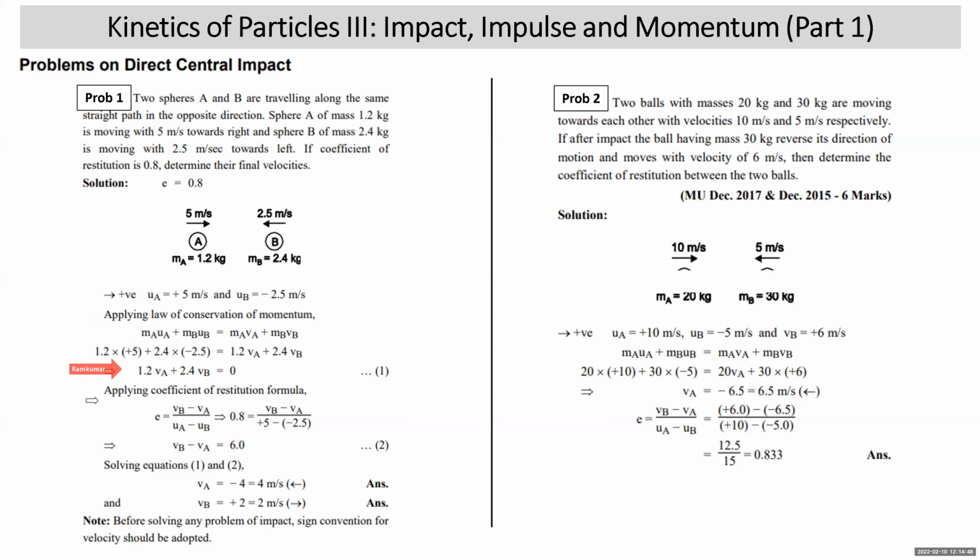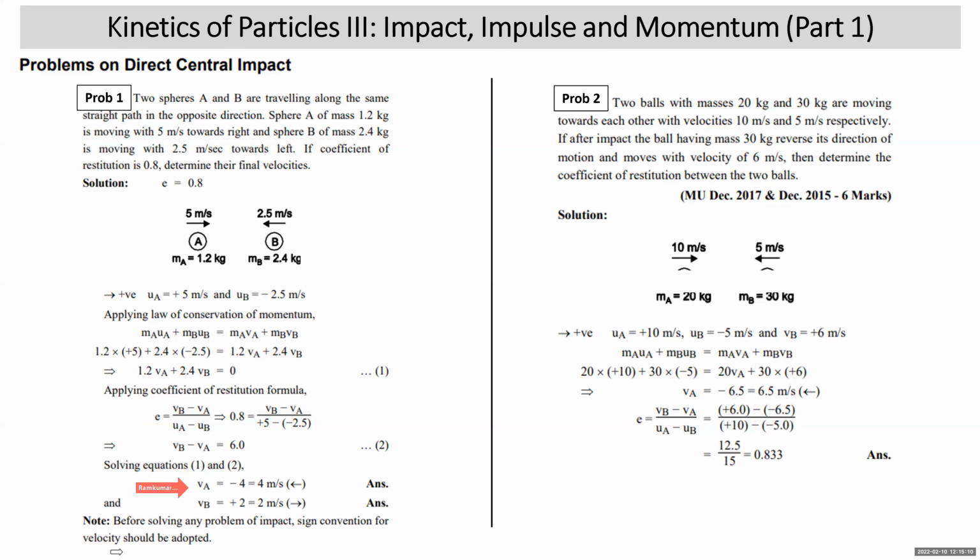Now we will apply the coefficient of restitution formula. Coefficient of restitution is what? E is equal to vB minus vA upon uA minus uB. Given value of E is 0.8, equal to vB minus vA upon uA, which is plus 5, and uB is minus 2.5. So if you solve it, vB minus vA comes out to be 6. Now you have got two simultaneous equations in terms of vA and vB. We'll solve these two equations.